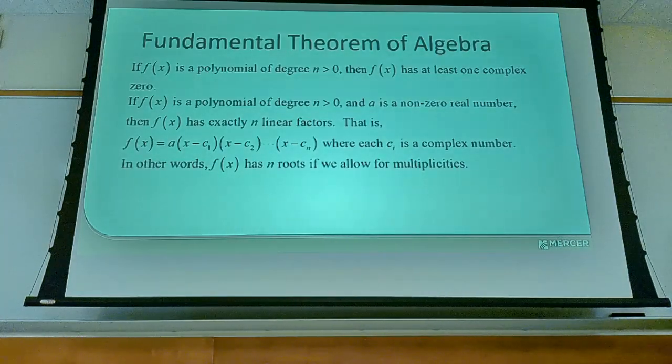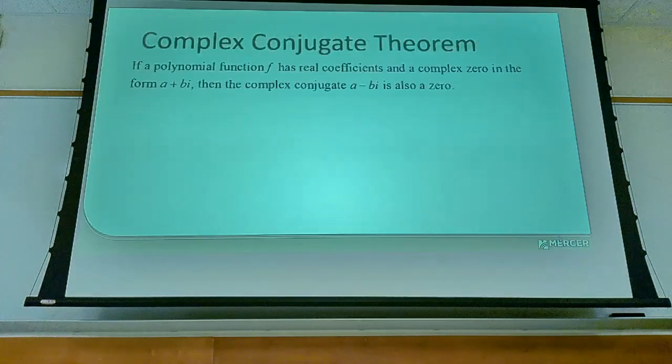The complex conjugate theorem is another nice result. Complex zeros occur in pairs. So if z is a complex zero of a polynomial, so is its conjugate. And so if a plus bi is a zero, so is a minus bi. So it says all of your complex zeros occur in pairs, so you can't have an odd number of complex zeros.